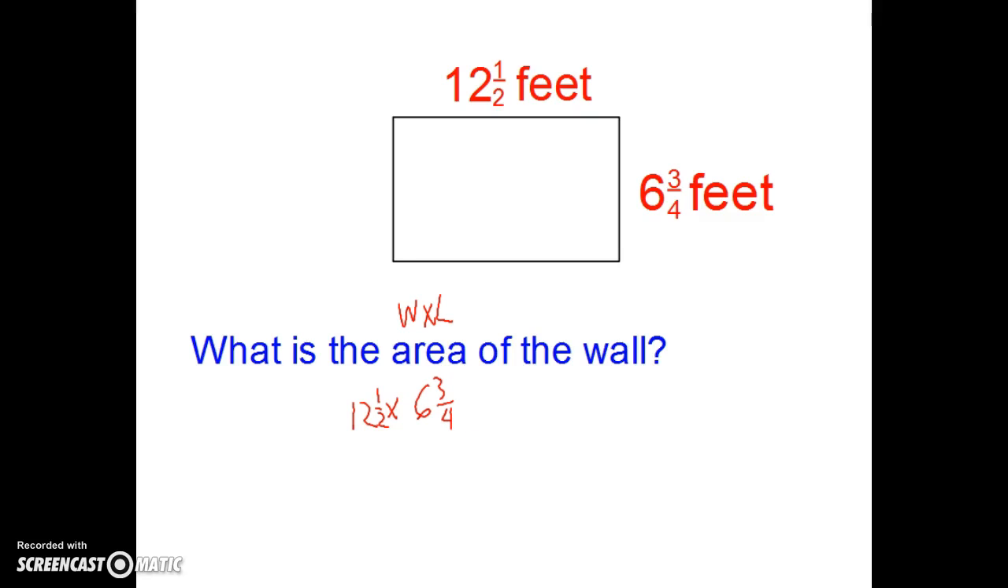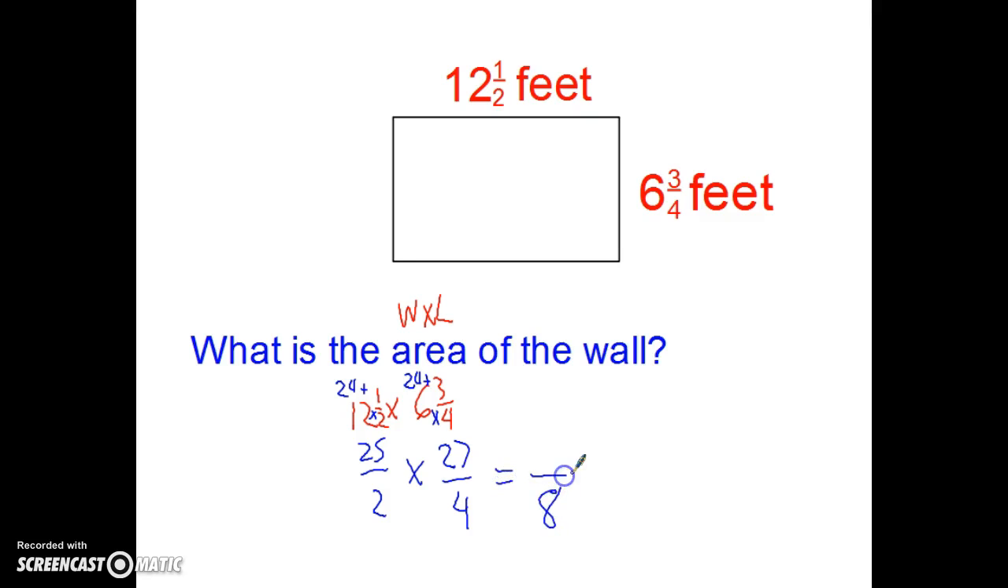First thing I need to do is change them both to improper fractions. So this one's going to be in halves. 12 times 2 is 24, plus 1 is 25, so I got 25 halves. Times over here, it's going to be in fourths. 6 times 4 is 24, plus 3 is 27. 27 fourths. To multiply fractions, I do top times top and bottom times bottom. They do not have to have the same denominator.